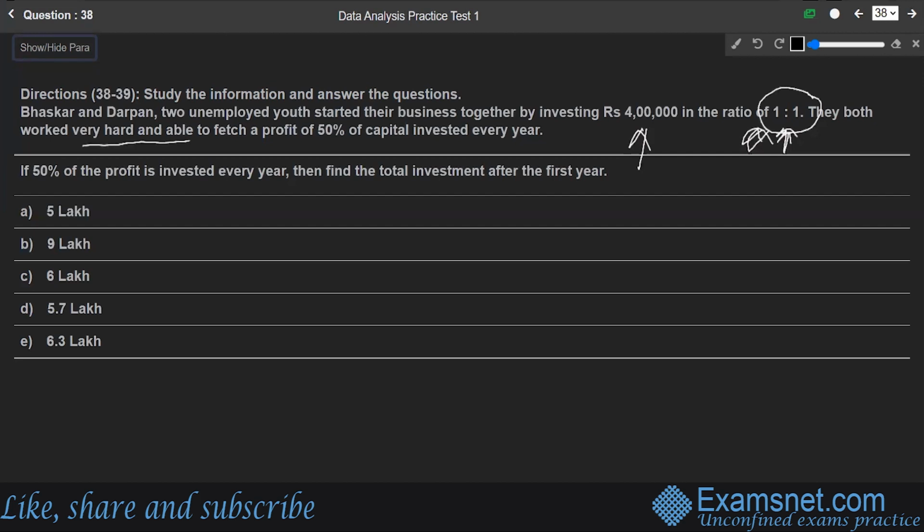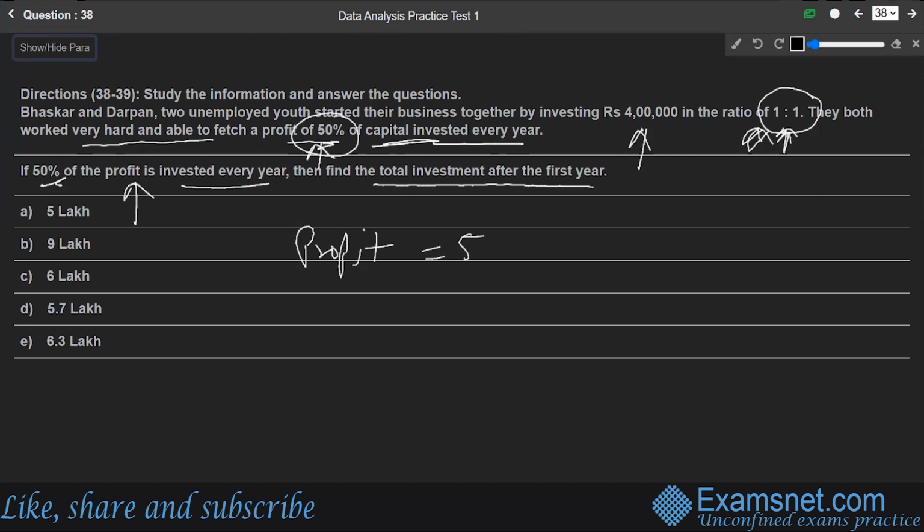They both worked very hard and were able to fetch a profit of 50% of the capital invested every year. Capital is nothing but the total investment. So they're asking, if 50% of the profit is invested every year, then find the total investment after the first year. Let us find out 50% of the profit. So how much is the profit earned? He has given the profit as 50% of the capital invested.